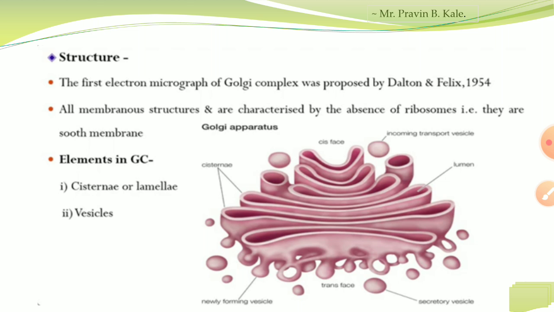In a few cases, dense material has been found between the cisternae of the Golgi complex and has been called intercisternal material. What is intercisternal material? In a few cases, a dense material has been found between the cisternae of the Golgi complex and has been called intercisternal material.